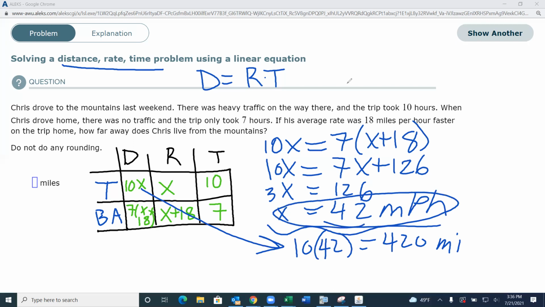If we said 42 miles was the answer, that really wouldn't make sense, because even on a bicycle, you can get there way faster than 10 hours, even if there is traffic. Okay, so 420 miles, that'll be our answer. These are good ones for practice.